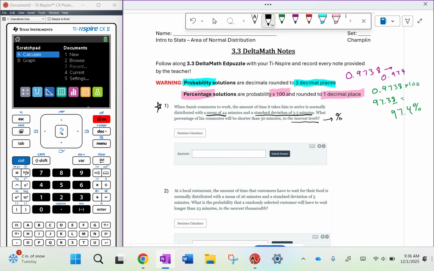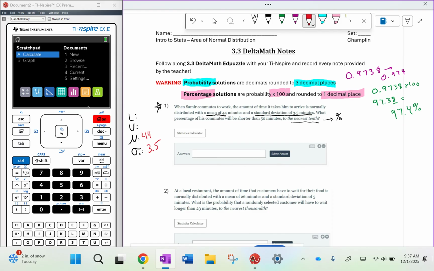First and foremost, you always should do this. You should write out your upper, your lower, your mean, which is the mu symbol, and your standard deviation. Okay, they give us the mean of 44. That's nice. And the standard deviation of 3.5.